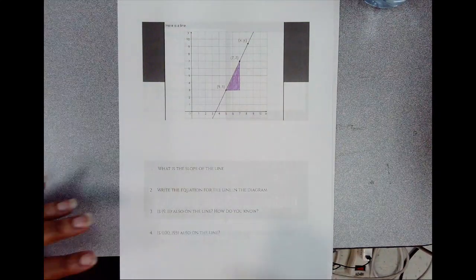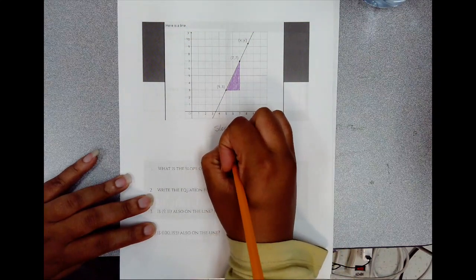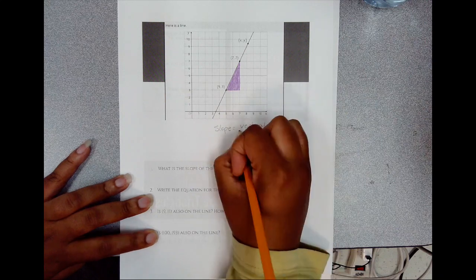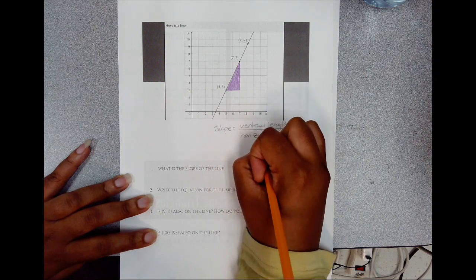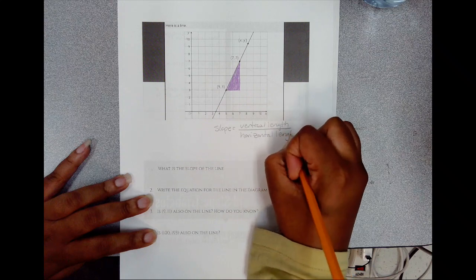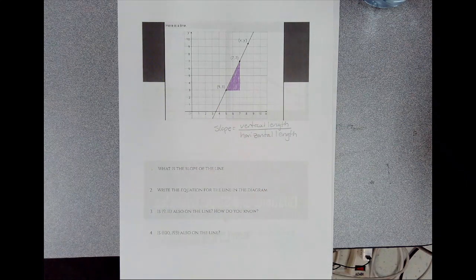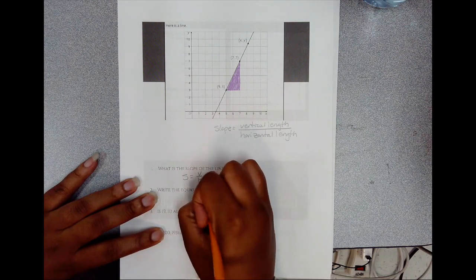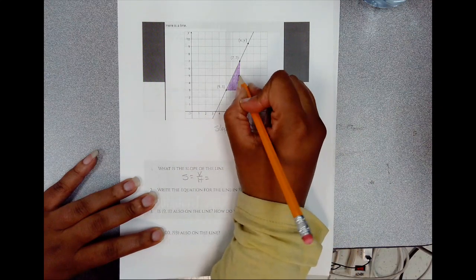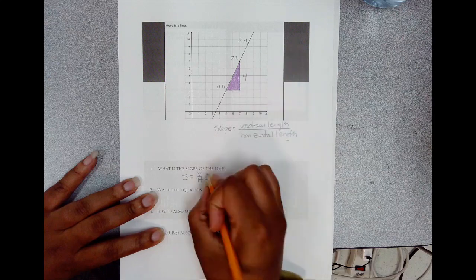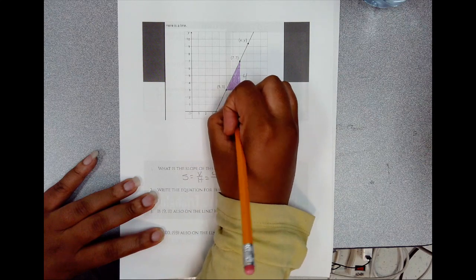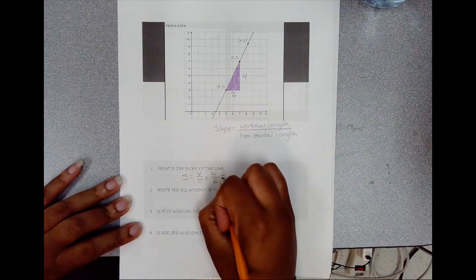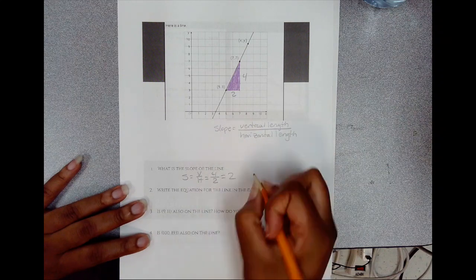If we remember from lesson 10, slope is the vertical length divided by the horizontal length. So let's find out what our vertical and horizontal lengths are. My vertical is 1, 2, 3, 4. My horizontal is 1, 2. So that means my slope is 2.